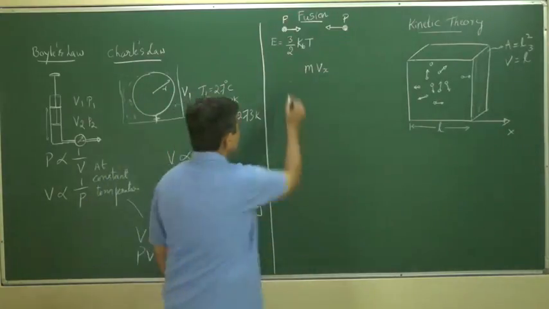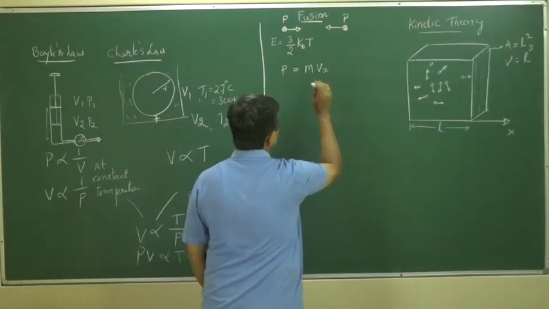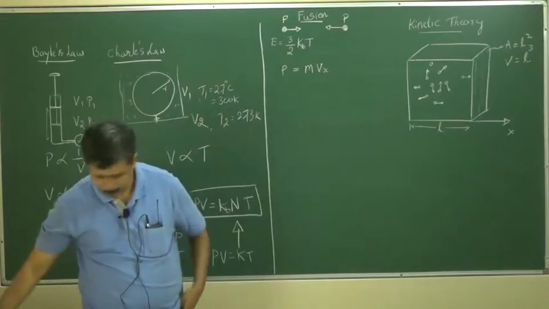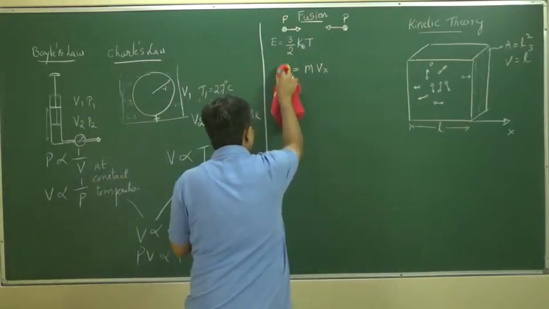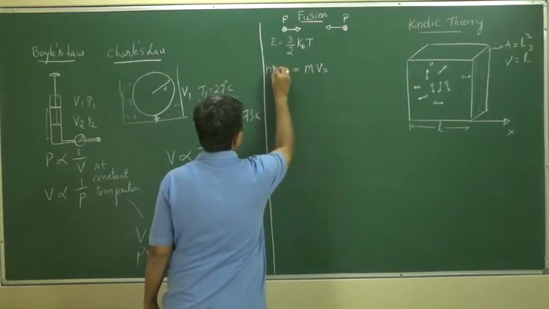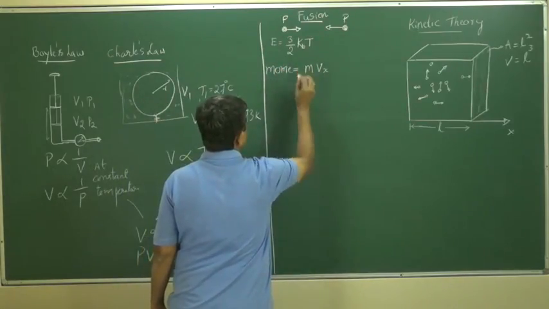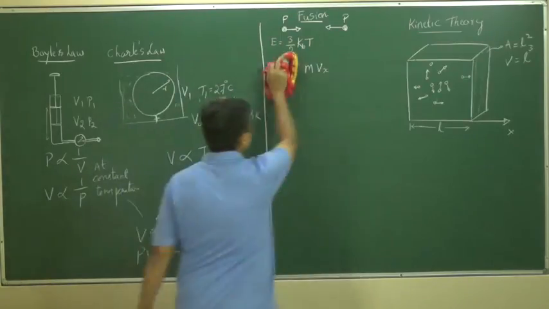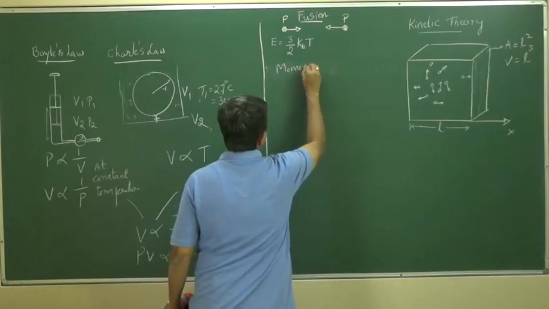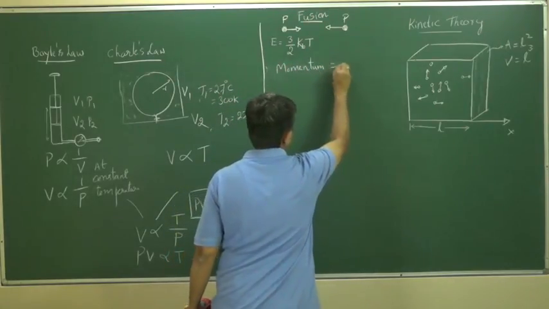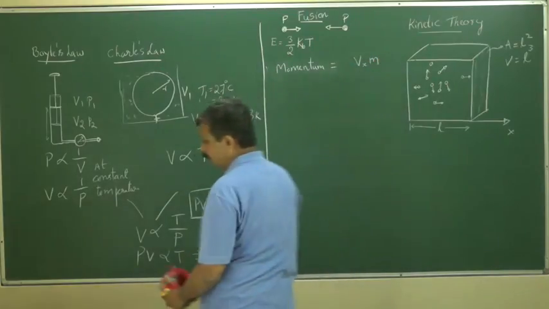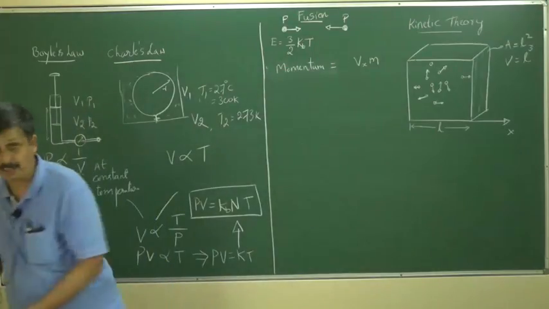Momentum is equal to m into Vx. I will name momentum with some other letter, because P seems like pressure. I'll call it momentum itself. Let me erase it and write it down. Momentum of one molecule is equal to Vx into m. Now, how does the pressure come?